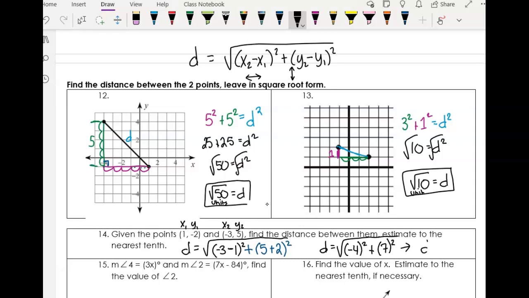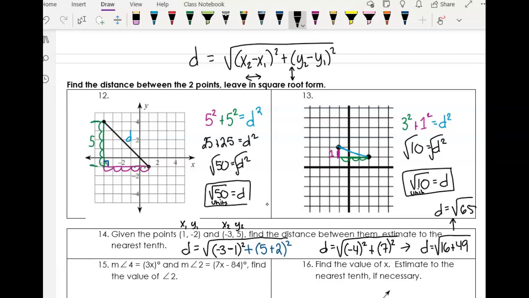Let's simplify this further. Negative 4 squared is a positive 16. You will not get a negative. When you square a number, it's not possible to get a negative value. If the number's negative, a negative times a negative is going to be positive. Just something to think about. Our final step: we do not take the square root of each one and then add them. That square root symbol is the same as a grouping symbol, so we have to add them together first. 16 plus 49 is 65.